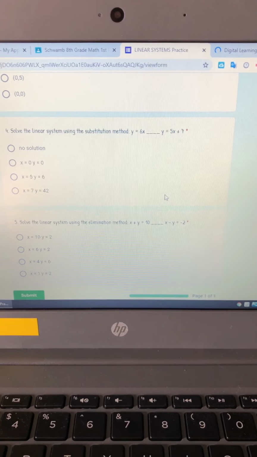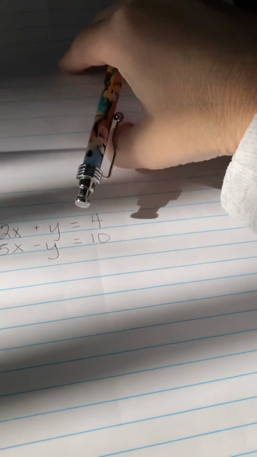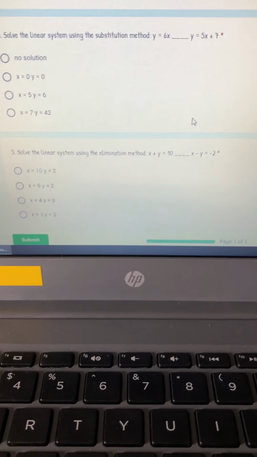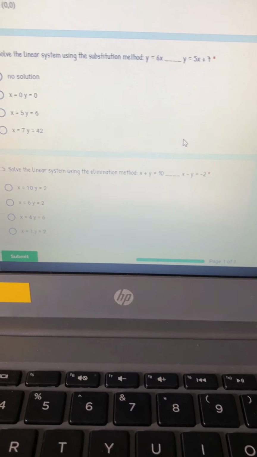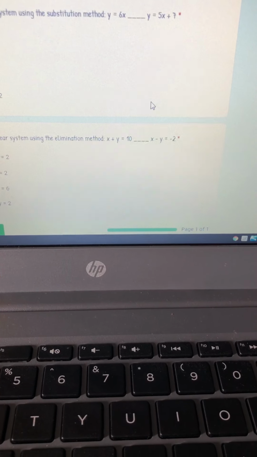Okay. All right, so now let's do the elimination one. So this is similar to what you guys did yesterday. So the problem is number 5. Solve a linear system using the elimination method. It gives you x plus y equals 10 and x minus y equals negative 2. So I'm going to do a similar problem. 2x plus y equals 4 and 5x minus y equals 10.